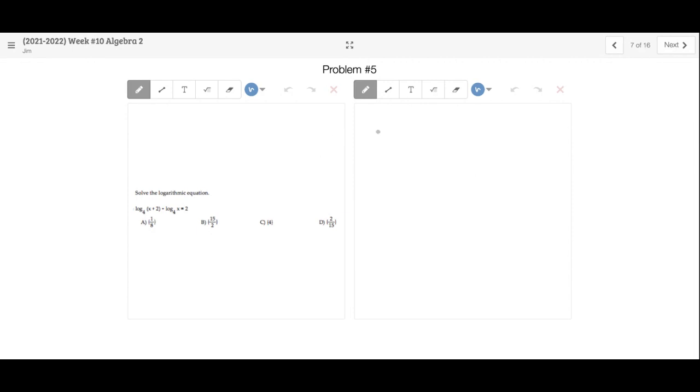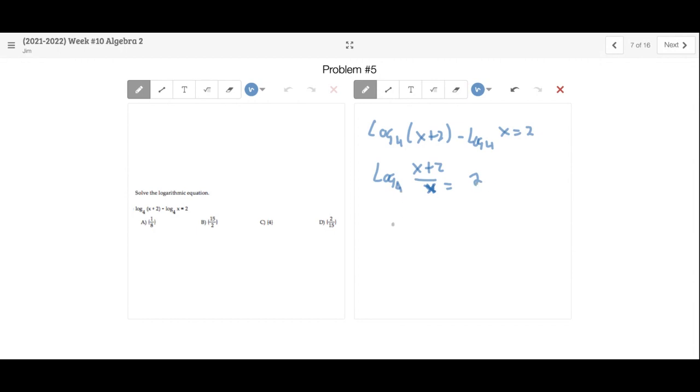All right, so I've got log base 4 of x plus 2, minus, I think it's a minus sign, log base 4 of x equals 2. So I'm going to rewrite this as a single log: log base 4 of x plus 2 over x is equal to 2. Sorry about that, should be an x.